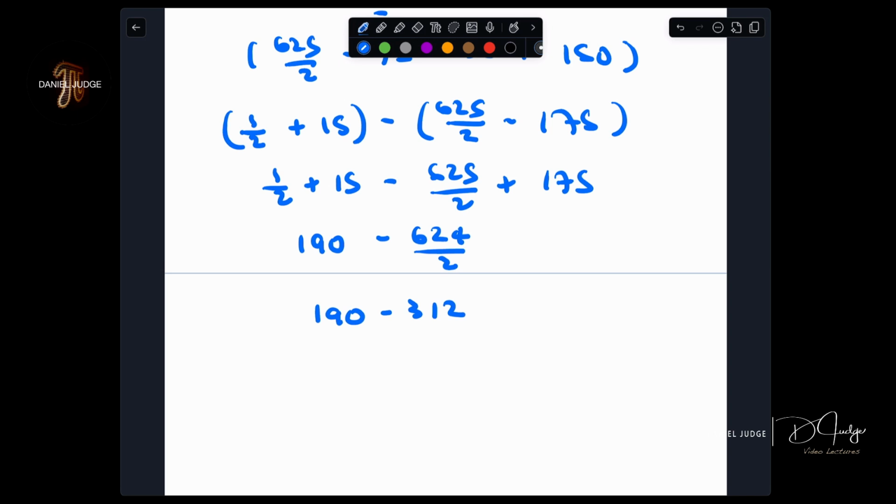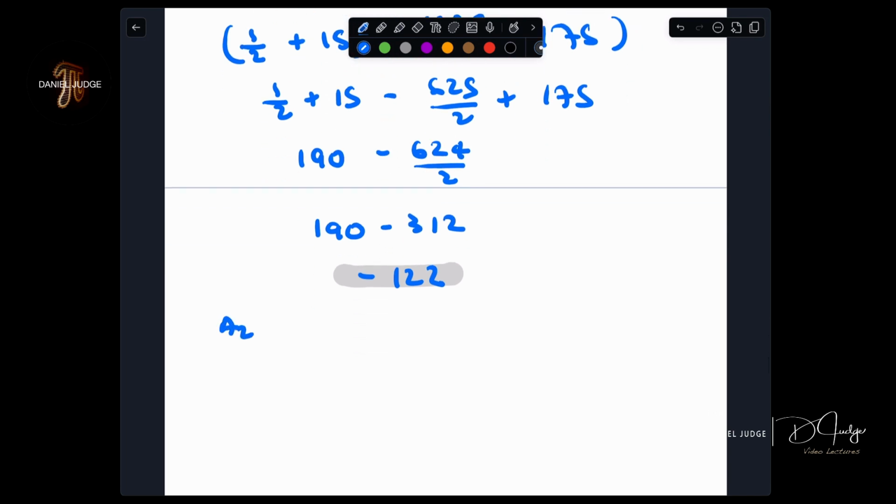Okay, let me double check here, okay? All right, so 190 minus 312. So we have 190 minus 312 gives you a negative 122. And I think that was silver. Yeah. So, moral of the story is that A2 is negative 122. Silver or gray, whatever you want to say.